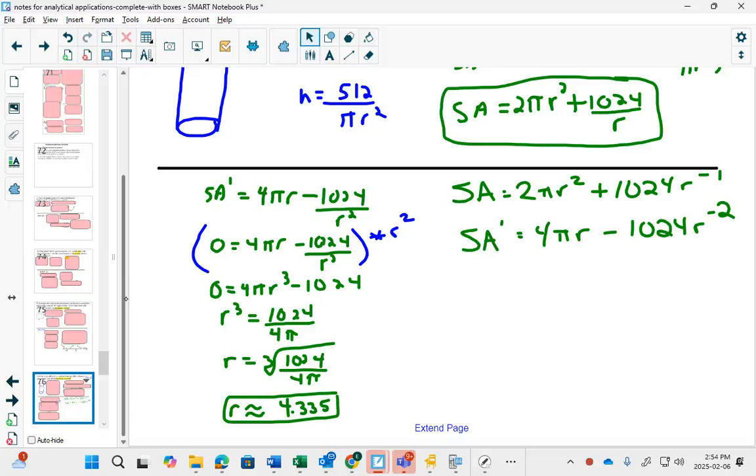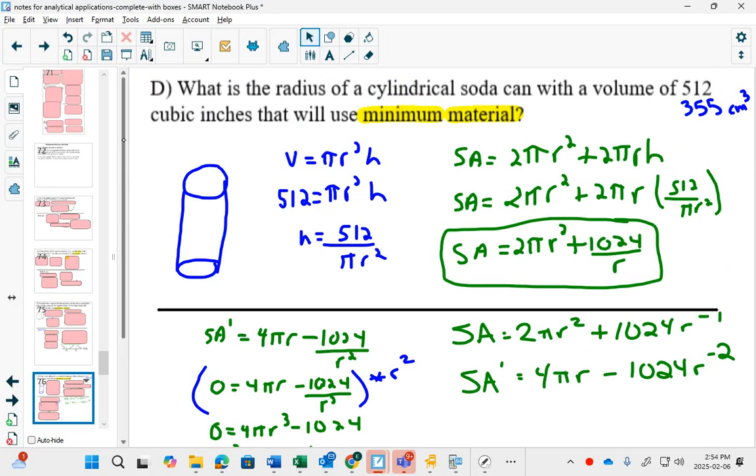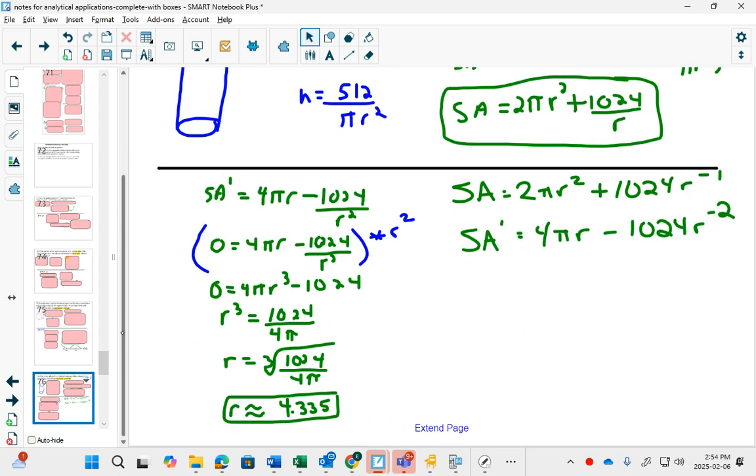And we get 4.335. Was there units in the original one? Yes. So it's inches. So yes, we should include units.